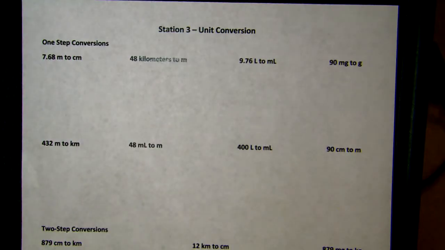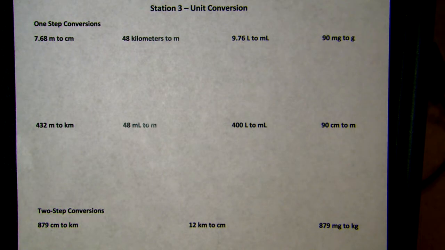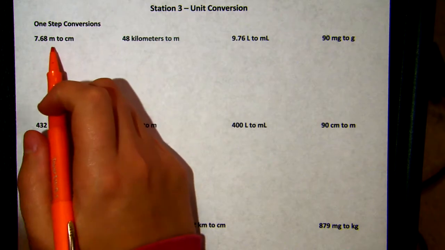All right, hey guys, we're going to be talking about unit conversions. So we're just going to do this first row of the one-step conversions to start. Here we have 7.68 meters to centimeters.